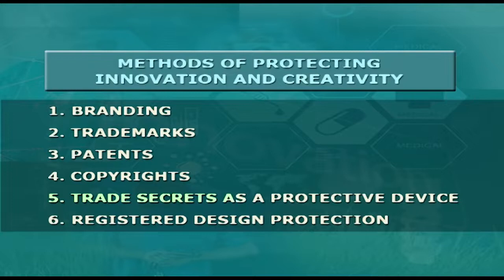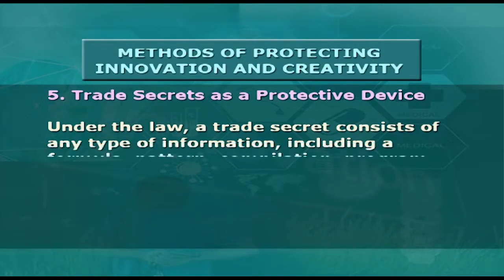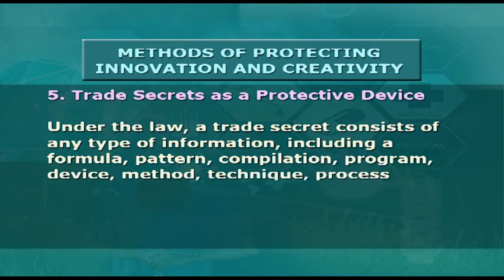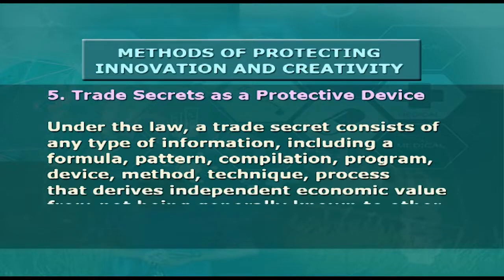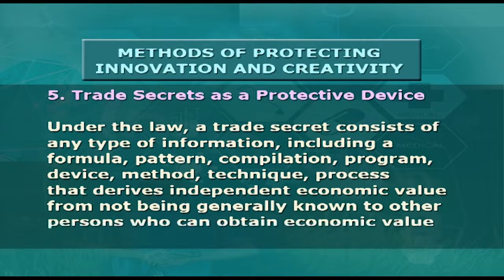Fifth is a trade secret as a protective device. Friends, the best way to protect creative ideas and concepts is for them to be developed into a trade secret. Under the law, a trade secret consists of any type of information, including a formula, patent, compilation, program, device, method, technique, or process that derives independent economic value from not being generally known to other persons who can obtain economic value from its disclosure or use.